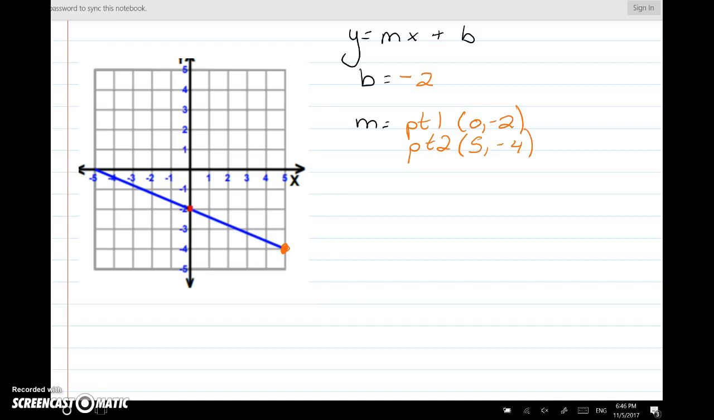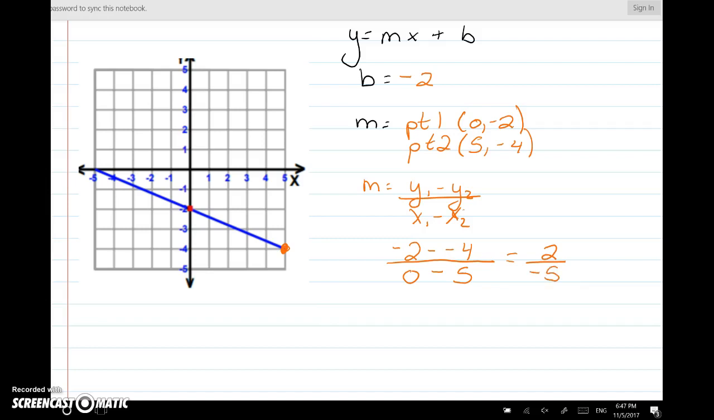Okay, I write down my formula. M equals y1 minus y2 over x1 minus x2. Go ahead, plug things in. Y1 is going to be -2 minus -4 over 0 minus 5. Okay, -2 minus -4 is +2 over 0 minus 5 is -5.